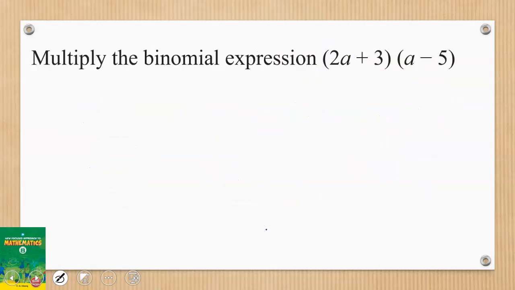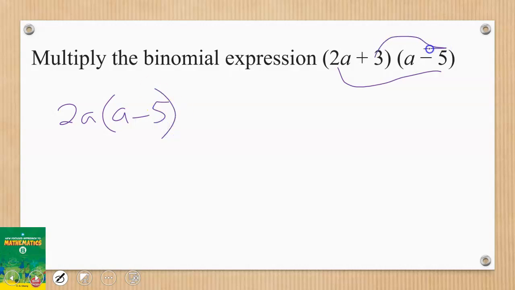Let's take another example. Multiply the binomial expression 2a plus 3, all into brackets, a minus 5. Okay, so again, you pick this one to multiply everything. So I'm going to have 2a multiplying a minus 5. Then when I finish, I pick the 3 also to multiply everything, and that is plus here. So I'll say plus 3 into bracket a minus 5.